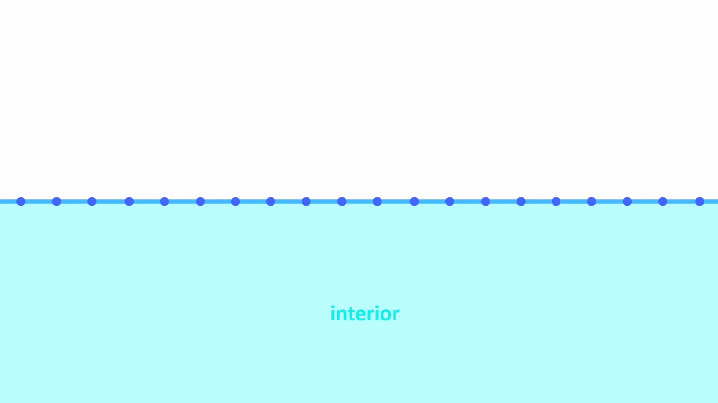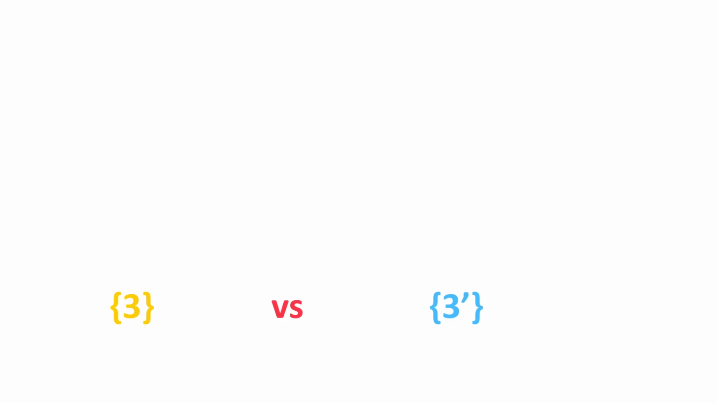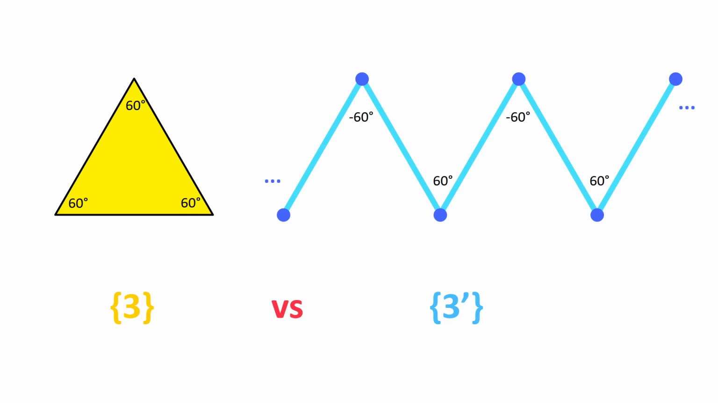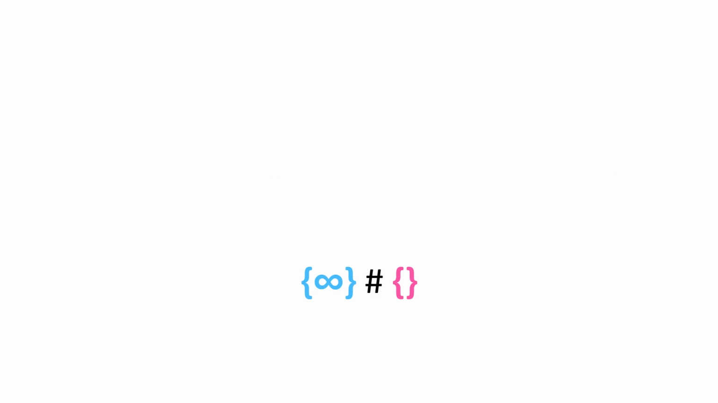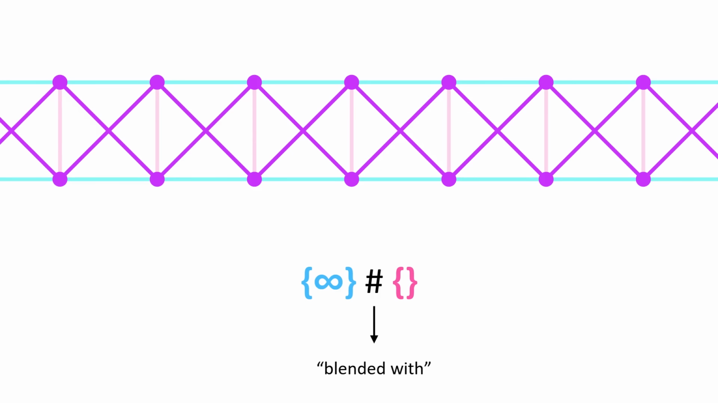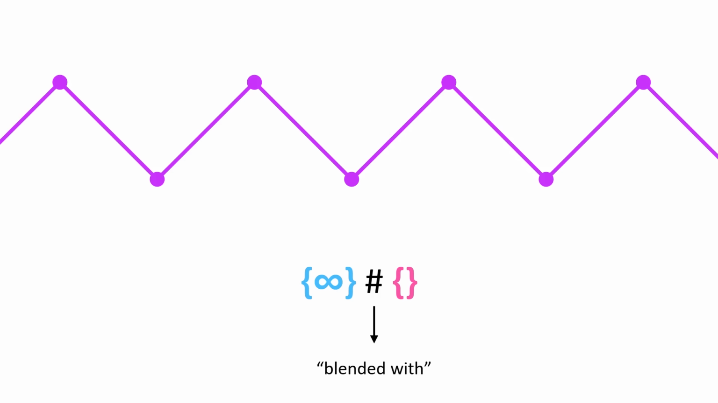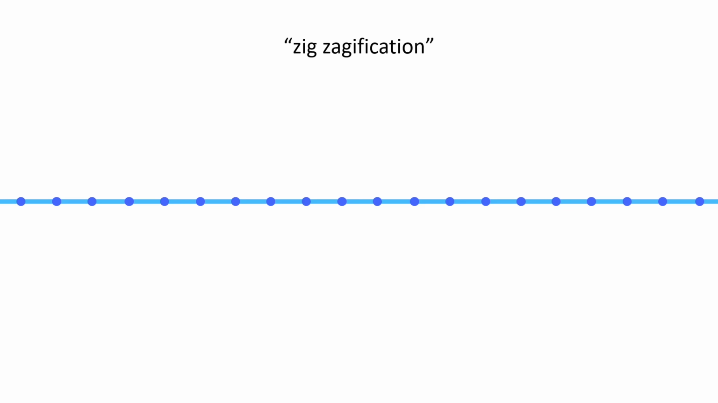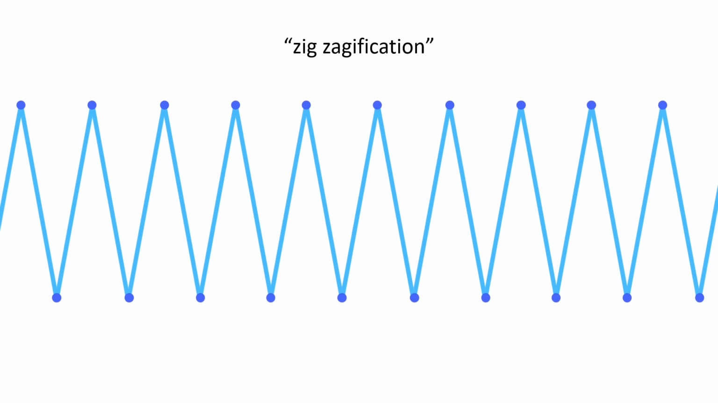But how do we represent these variations with the Schläfli symbol? I think it would make sense to put an apostrophe after the number to show that whatever angle you get, it alternates between negative and positive. But the conventional way is like this. The infinity represents the linear apeirogon, and the empty curly brackets represent a single line segment. The hashtag represents an operation called blending, which is a fancy way to combine shapes, but in this case, it's equivalent to zigzagification, where you raise half the points and lower the other half.